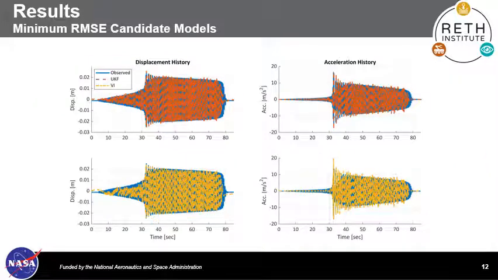I show the best results here on this slide, where the blue lines give the observed response of the system and the orange lines show the simulated response of the best candidate model developed using the unscented Kalman filter identification, and the yellow lines show the simulated response of the best candidate model developed using the variational filter identification. What you should notice about these results is that both the UKF and VF models give approximately the same representation of the system behavior, which is quite similar to the true response of the system.